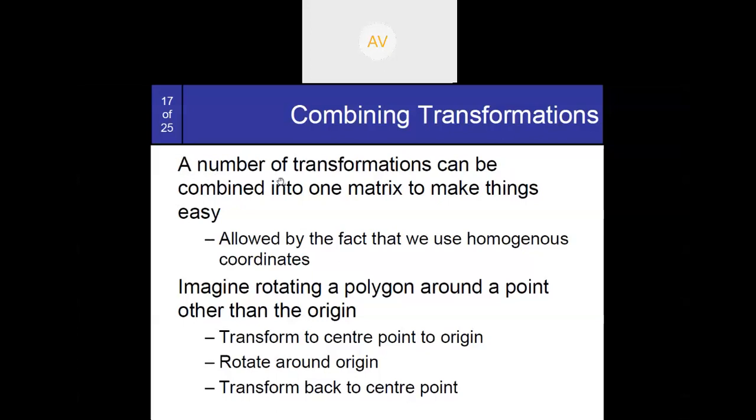So a number of transformations can be combined into one matrix to make things easy, allowed by the fact that we use homogeneous coordinates. Imagine rotating a polygon around a point other than the origin. If you want to rotate the polygon, what you have to do is transform the center point to the origin, rotate around the origin, and transform back to the center point.